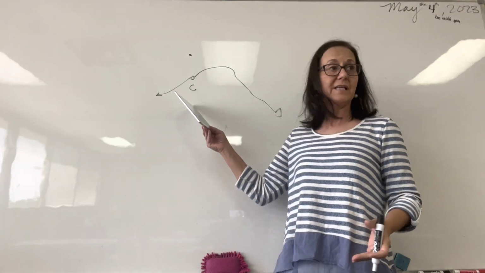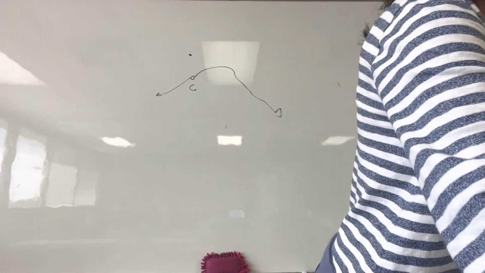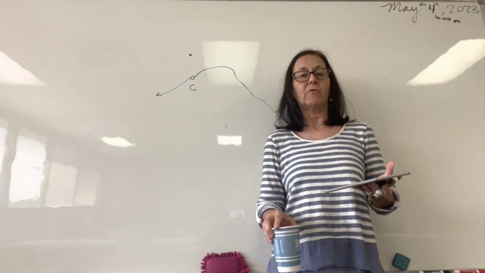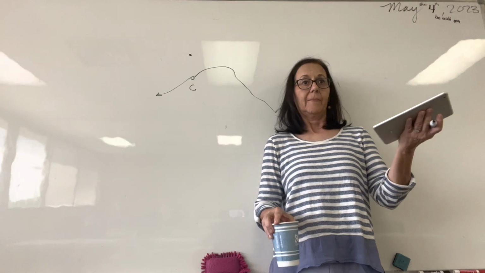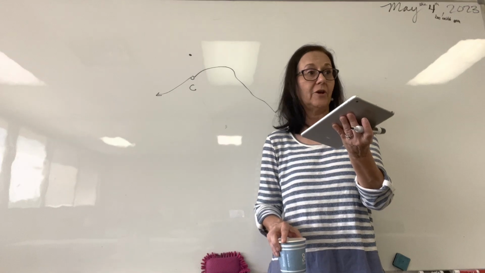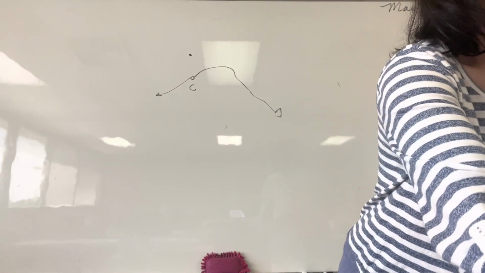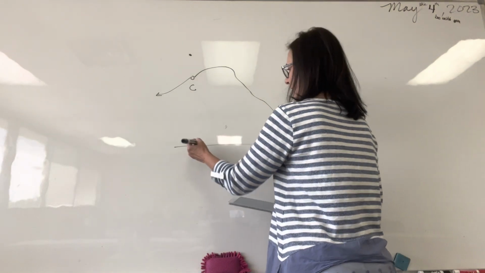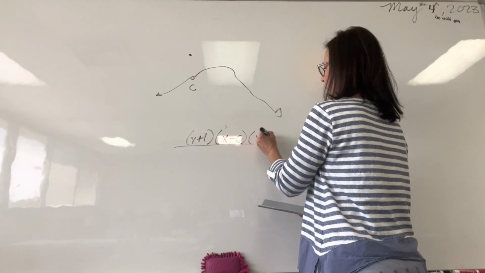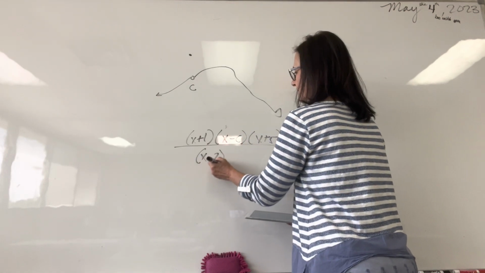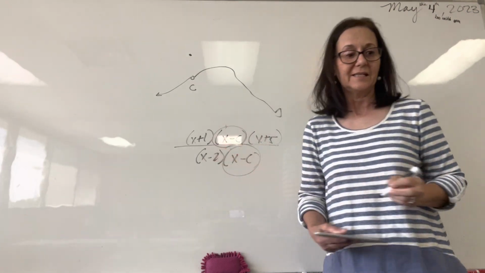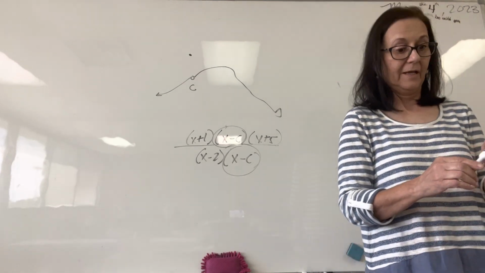So what do we know about C if there's a hole in the graph? It's discontinuous. And what causes a hole in the graph? A 0 of the denominator that is also a 0 of the numerator. So you'd have, I don't know, x plus 1, x minus c, x plus 5, x minus 2, x minus c. This means there is a hole in the graph at C.